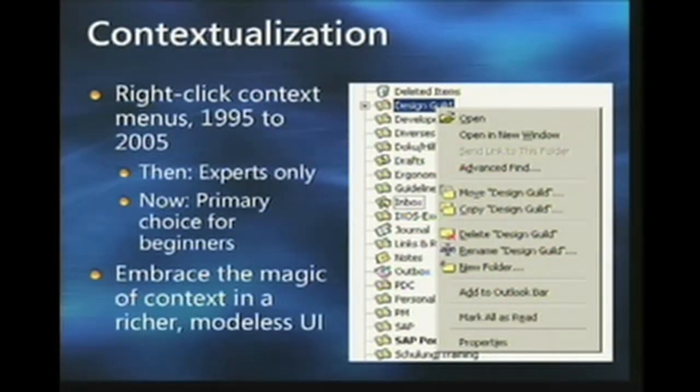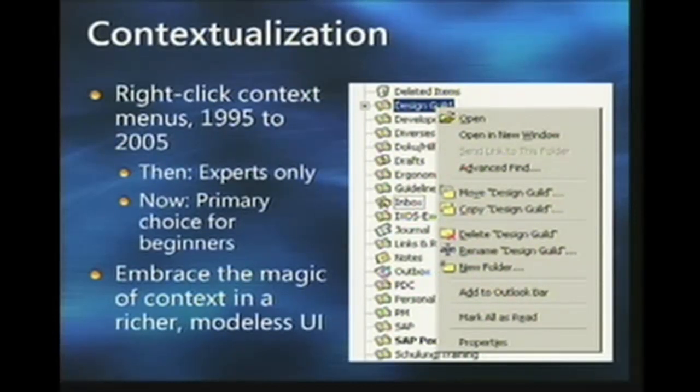So, contextualization. Zap back to 1995, when context menus were first on the Windows platform in Windows 95. From watching usability tests from that era, which are still on video, they couldn't have paid people enough to right-click. If they had told people there's a 1 in 3 chance that they'd get a pot of gold if they right-clicked, they wouldn't have done it. Flash forward to 2005, today. We can't keep people from right-clicking. It's the first thing they try every single time whenever we ask them to do anything in the usability lab.